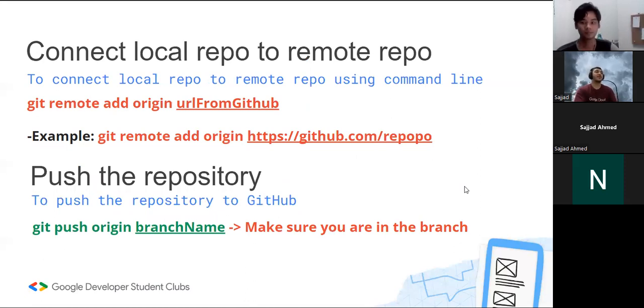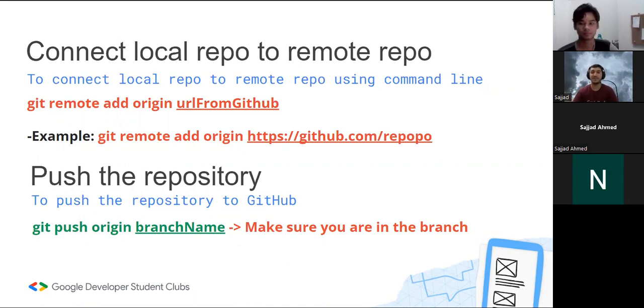Now we're done with identifying who we are. Now we just have to connect the local repo and the remote repo, and then we'll be able to push our changes. To connect it, you have to do this only once every time you start a new project, or you clone another project from GitHub. You just have to do this once. And it is git remote add origin and then the URL or the link of your repo.